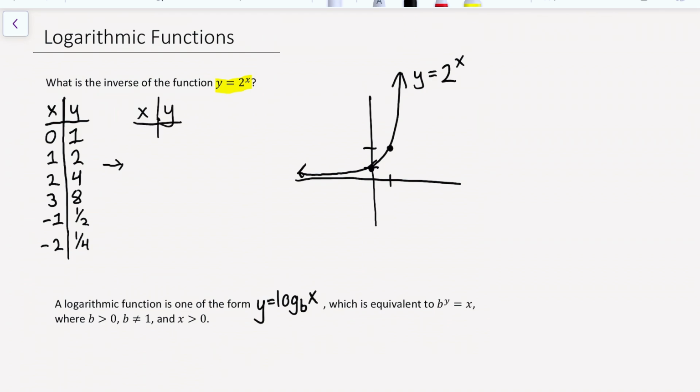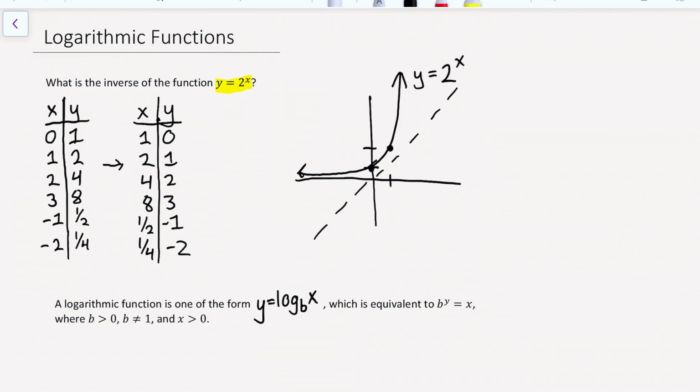So we already know in general that to find the inverse, we need to reverse the x and y values. So the inverse is a function that will contain these points: (1, 0), (2, 1), (4, 2), (8, 3), (1/2, negative 1), and so on. If we show those points on a graph, that looks like the reflection of the graph of 2 to the x across the diagonal line y equals x.